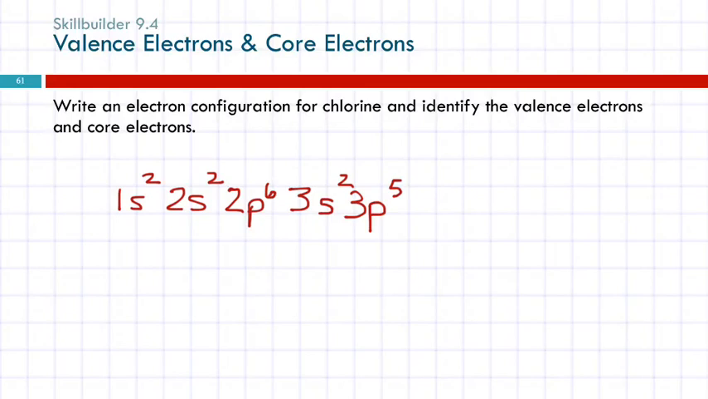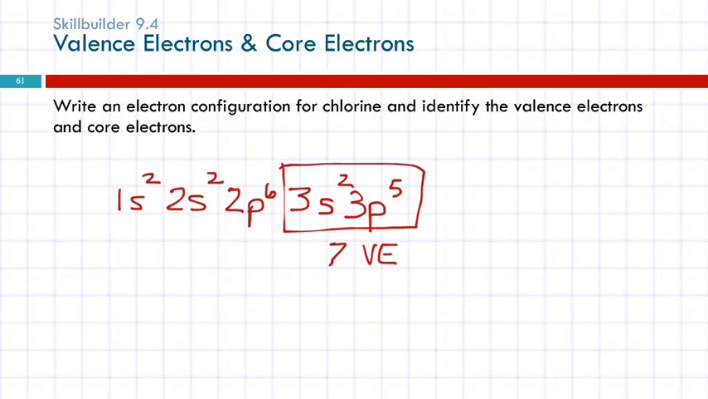Valence electrons, we're looking for the highest principal quantum number, the highest level that has electrons. What is that? 1, 2, or 3? 3. So we have electrons in the third level, right? So I'm just going to put a box around all the terms that have 3. It's 3s and 3p. There are electrons there. Now I'm going to look at the superscripts. 2 and 5, add those together, is 7. So there are 7 valence electrons for chlorine.